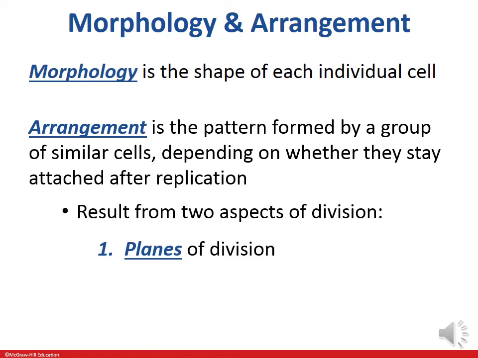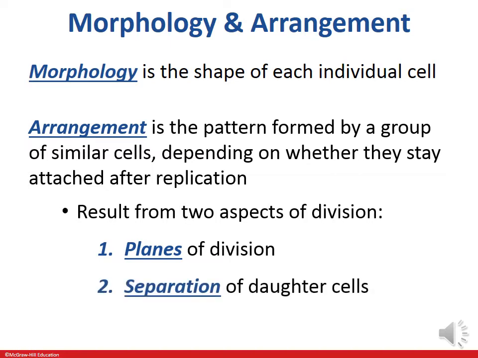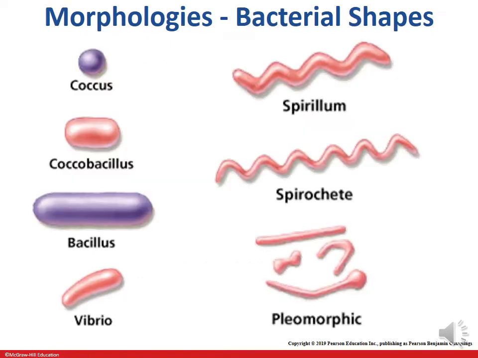The arrangement comes from two different questions. How was the cell divided? When we talk about the planes, think about the planes of the body that you learned in A and P. If you divide the body down the center and you have lateral portions, you divided it down the sagittal plane. We have the coronal or frontal plane if you end up with anterior posterior divisions. So the shape of the cell, how it's divided, and whether those daughter cells remain attached or whether they separate are going to be the characteristics that determine the morphology and arrangement.